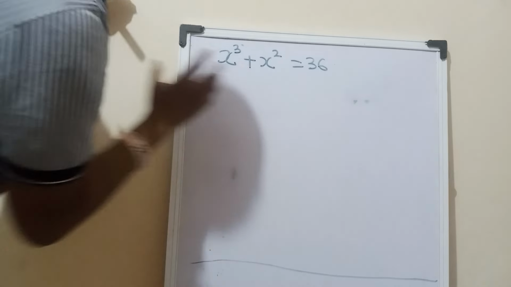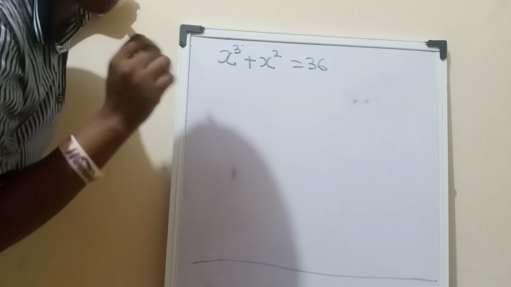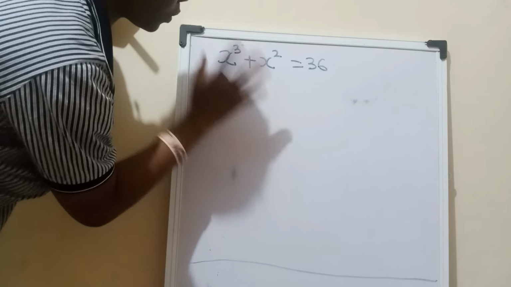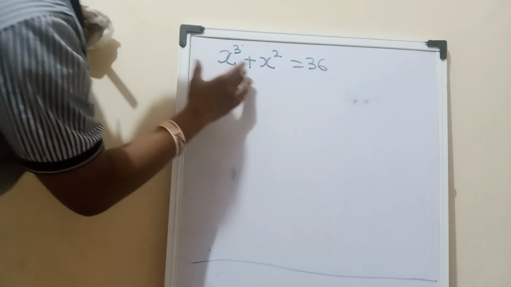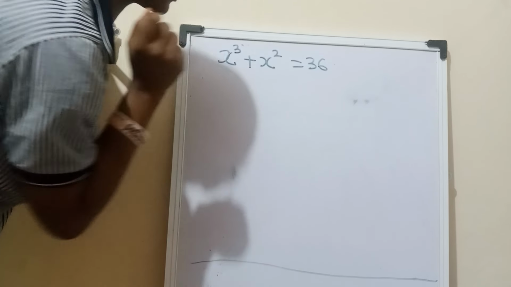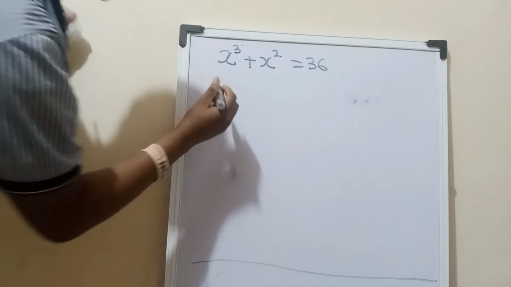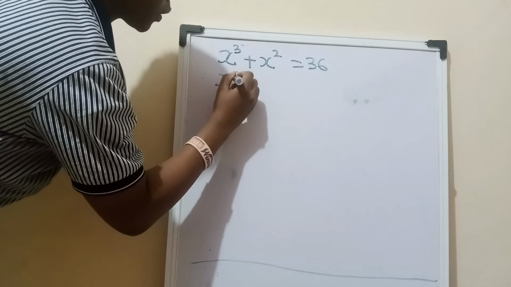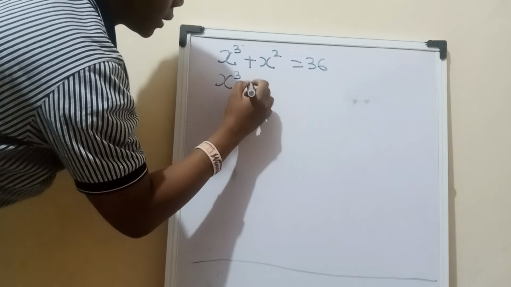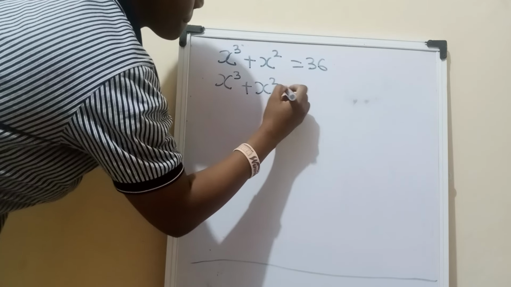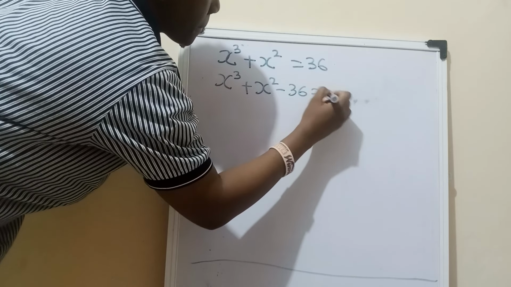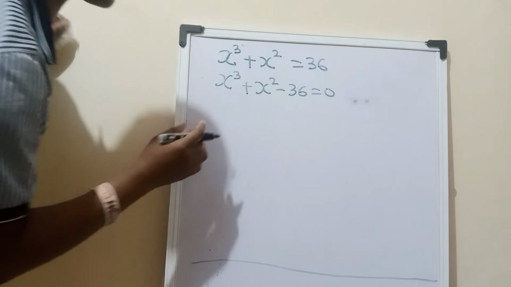All right, so we have this Olympiad Mathematics problem to solve right now. x cubed plus x squared equals 36. So what we do first is move this 36 to the side and equate everything to 0.